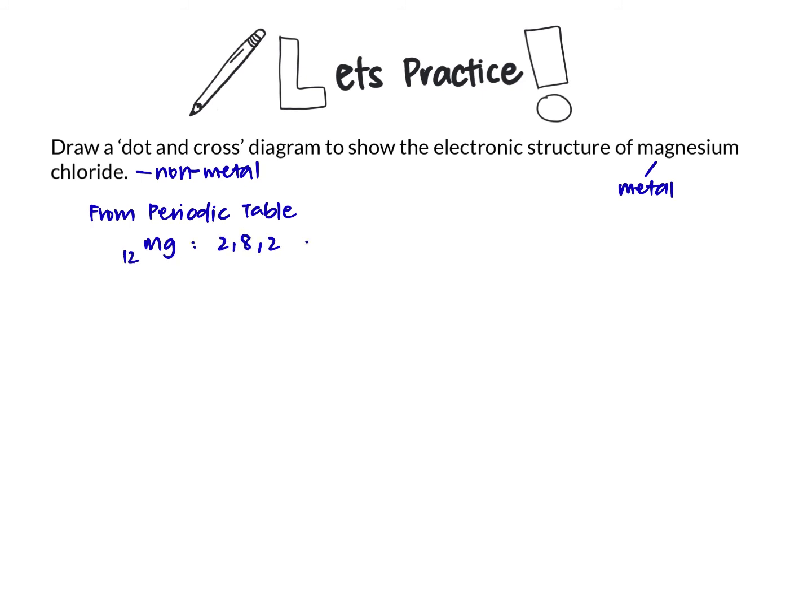That will give you the electronic configuration of 2,8,2. And this means that 2 electrons will be lost to get 2,8 configuration, which is now stable. Chlorine has 17 electrons, so 2,8,7, and it will gain 1 electron to become chloride ion, which has a configuration of 2,8,8.